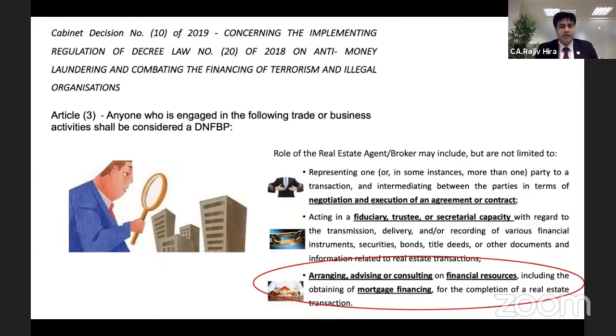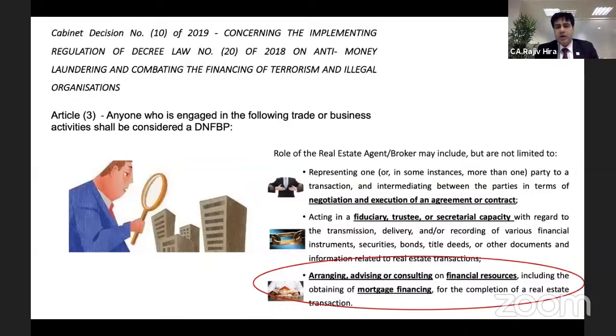One is your negotiation and executing for an agreement or a contract. You're acting as a fiduciary, trustee, or secretarial capacity. I'll add one more statement here. A lot of time we have seen where a real estate agent takes a property of a third party, not of their own company or activity. They take a property of the third party and they manage the rental and all those arrangements. So you're acting as a trustee in between. So that also becomes part of a real estate activity.